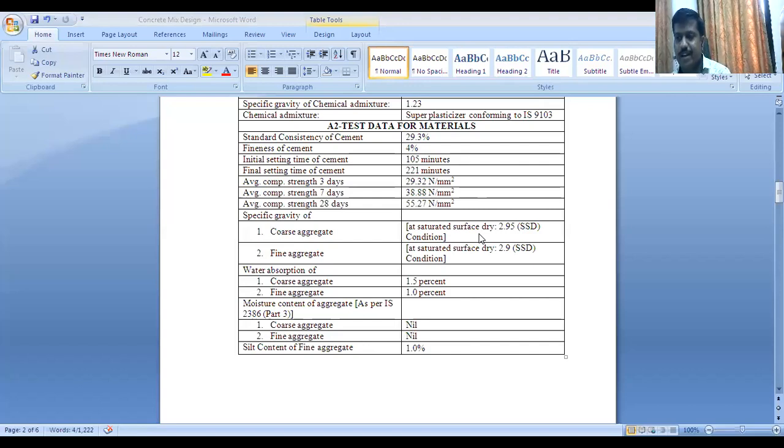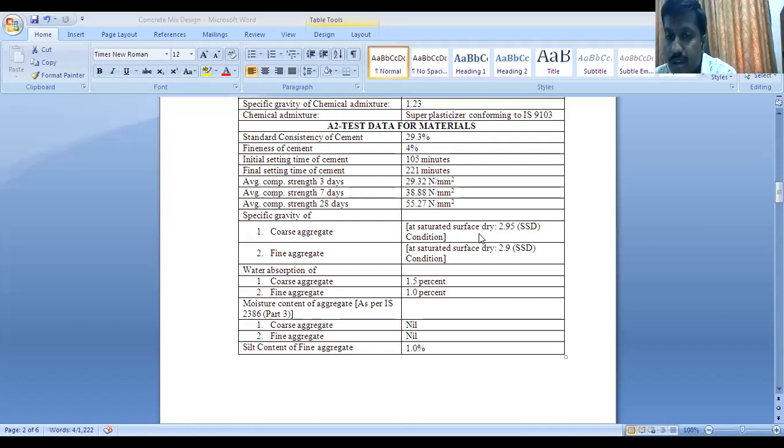Are you sure about the answer? The initial setting time of a given cement should not be less than 30 minutes. It might be 40 minutes, 50 minutes, 120 minutes. As you can see in this presentation, it is 105 minutes. And the final setting time should not be more than 600 minutes, that is 10 hours.